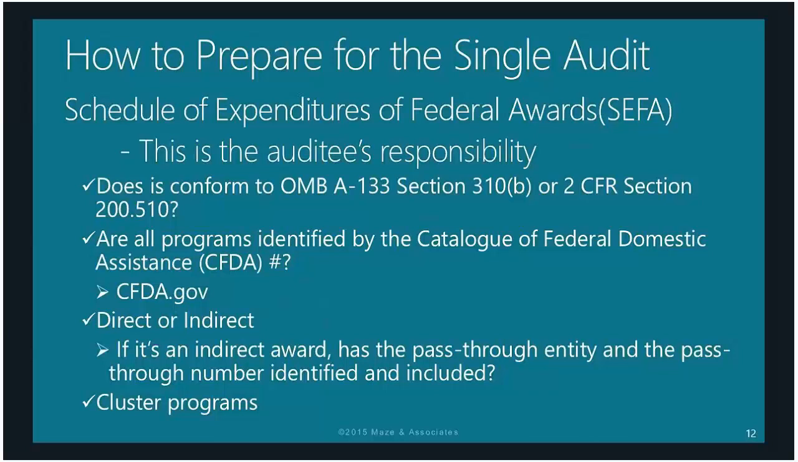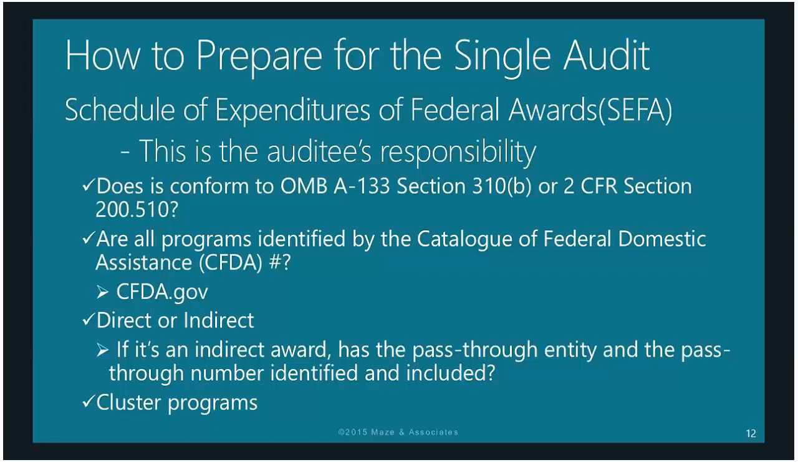Is your program direct or indirect? If it's an indirect award, has the pass-through entity, or PTE, and the pass-through number been identified and included? So what you want to do here is look at your grant agreement to make sure that you have your pass-through entity's information and number. However, if you don't have a number and you've communicated with your pass-through entity to try and obtain this information but were unsuccessful, you can always present not applicable or NA on the SEFA.